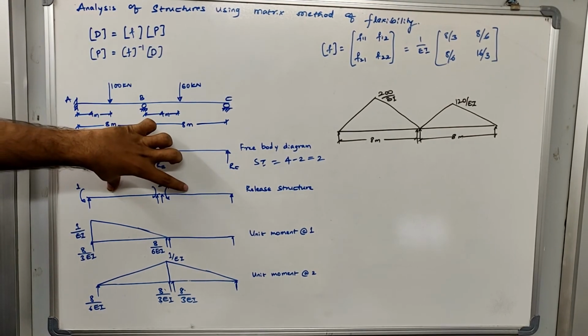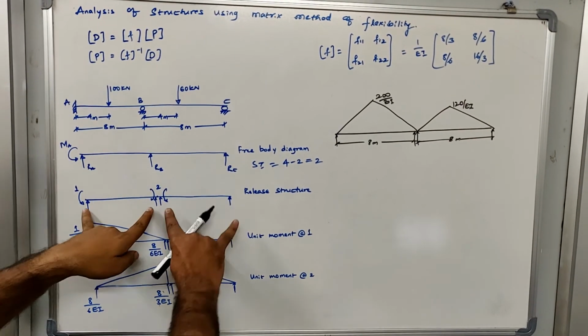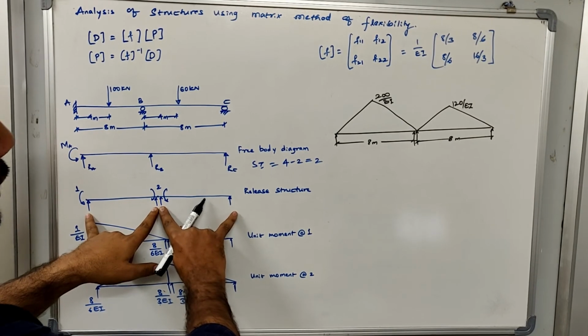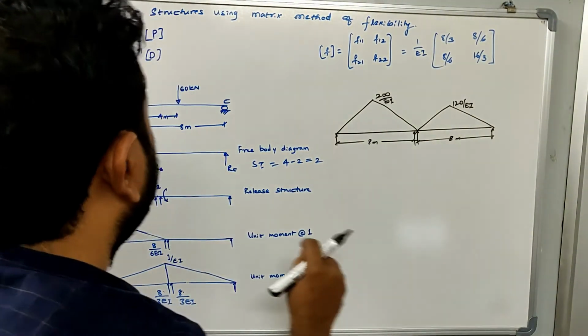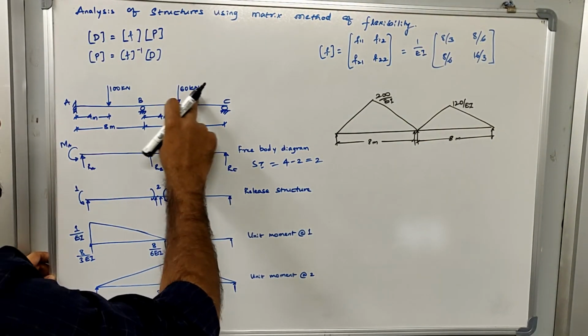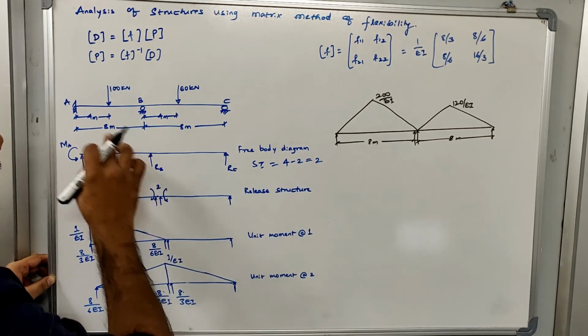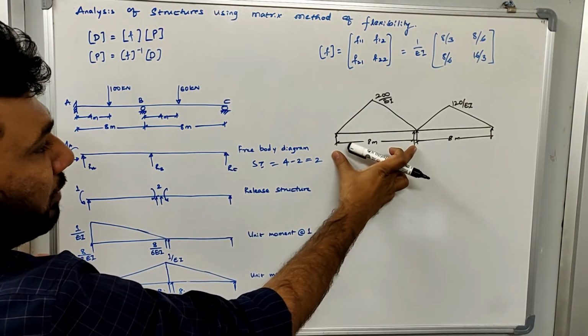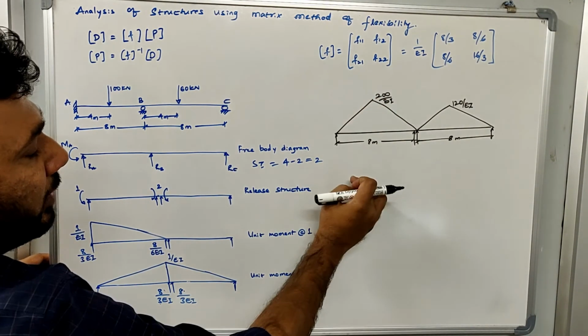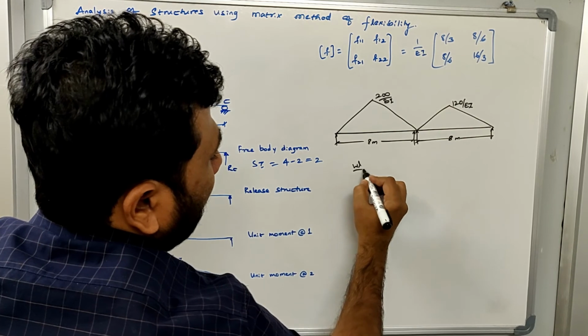So we'll take this release structure. This release structure is nothing but your simply supported beams. So I'll take these two release structures over here and I'll load them by the external loads. The external load over here is 100 kilonewton, here it is 60 kilonewton. If I consider this as a simply supported beam and calculate the bending moment diagram, it will be WL divided by 4.